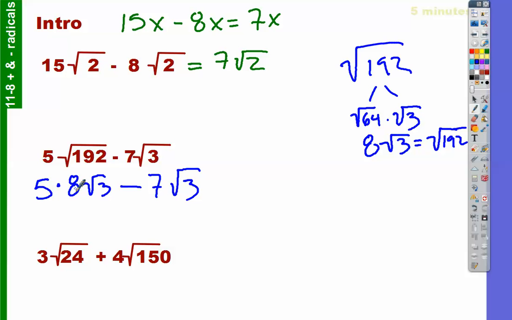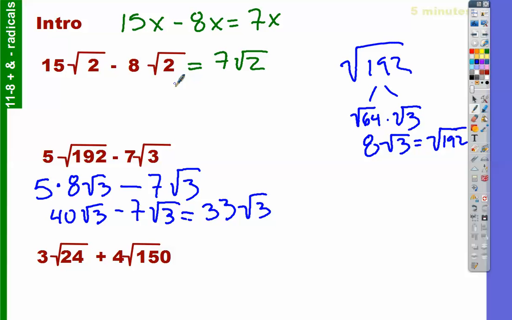Well, what is 5 times 8? 40. So we have 40 times the square root of 3 minus 7 times the square root of 3. Now are the square roots identical? They are. So we have 40 times the square root of 3 minus 7 times the square root of 3, and we get 33 times the square root of 3. So that had one extra step on our original problem, but it wasn't really too bad.